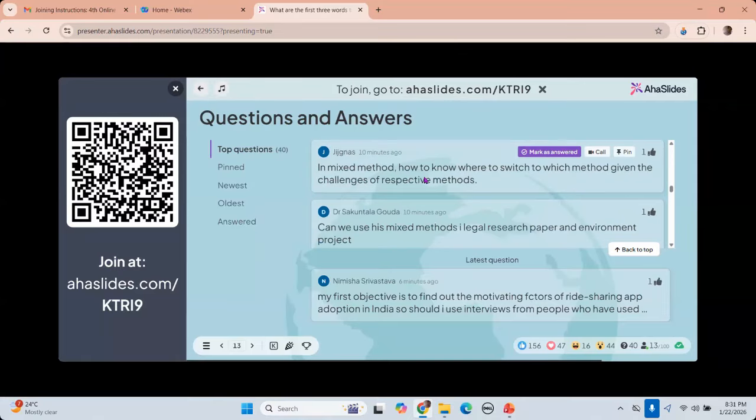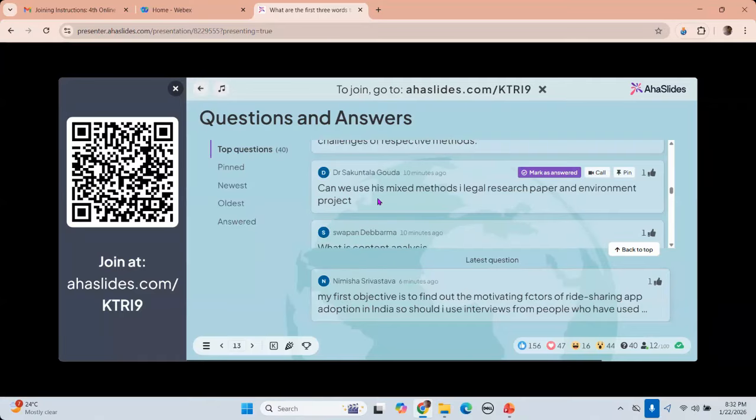In mixed methods, how to know where to switch to which method given the challenges? If you know your research objectives and research questions, you will understand for which objective which kind of method you're going to use, and how much priority you are going to give it. So it depends on your purpose, research questions and research objectives. Okay. You can use mixed methods in any domain, any subject.